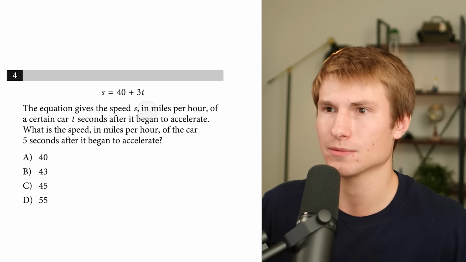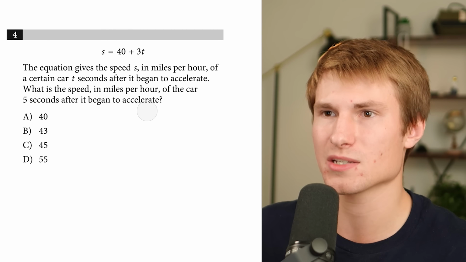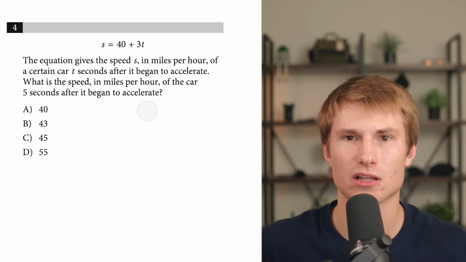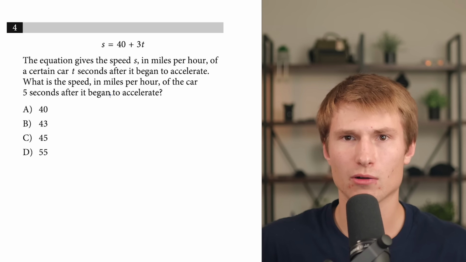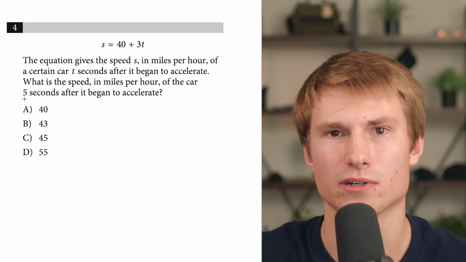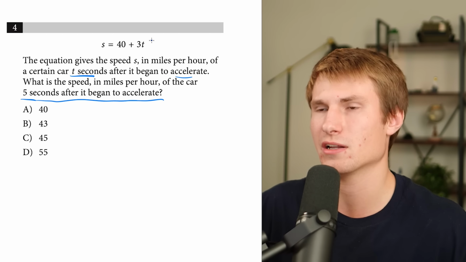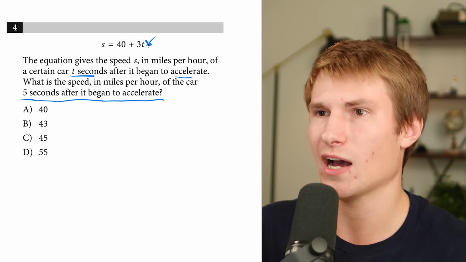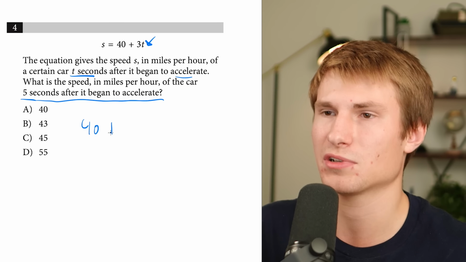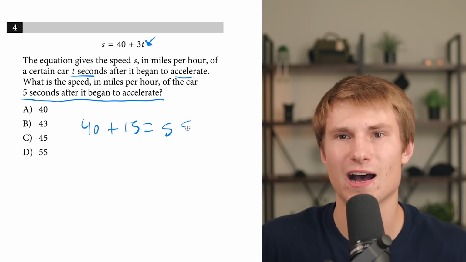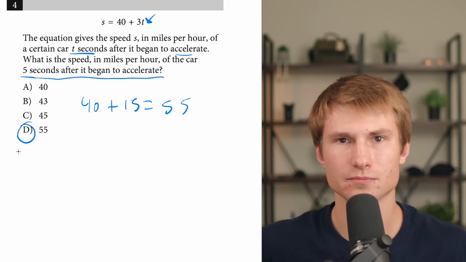Moving on to 4. The equation gives a speed s in miles per hour of a certain car t seconds after it began to accelerate. What is the speed in miles per hour of the car 5 seconds after it began to accelerate? Well, we know t is representative of the seconds after it began to accelerate. We're asked 5 seconds after it began to accelerate. We plug in 5 for t. 5 times 3 is going to give us 15. 40 plus 15 is going to give us 55. So our answer there will be D.